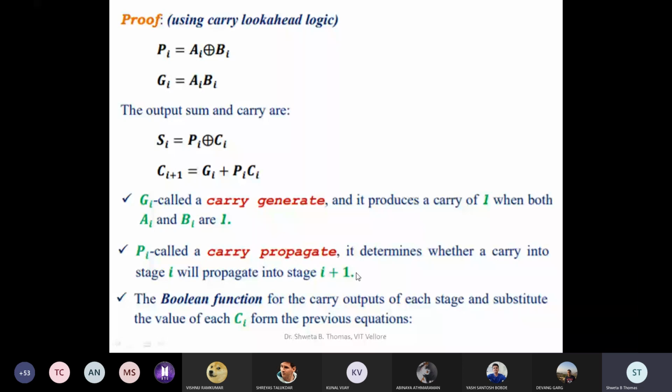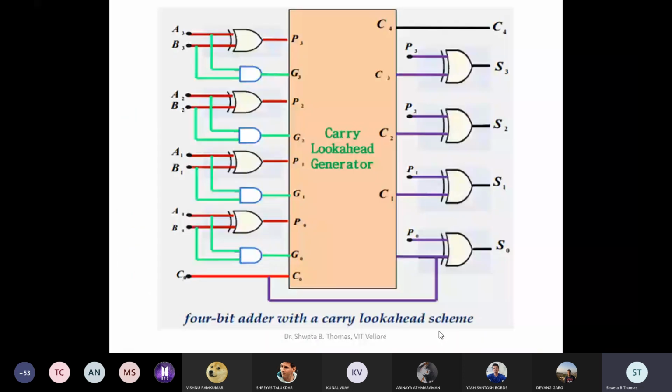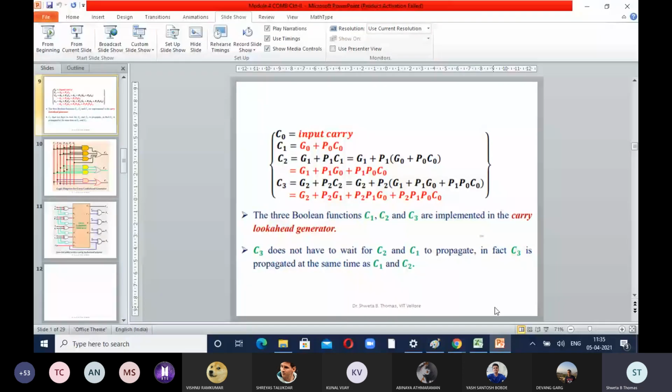Pi is called a carry propagate. It determines whether a carry into stage i will propagate into i plus 1. So for the Boolean function for the carry outputs of each stage, substitute the value of each Ci from the previous equation. This way, if you move forward, you will get the equation. Some points we will discuss, of course, in the next class. Okay, so let me create the poll first.